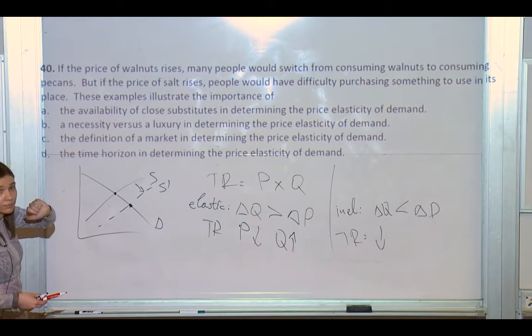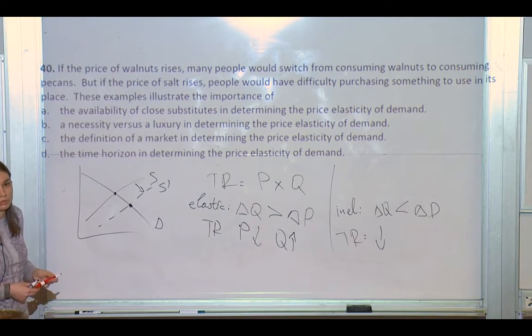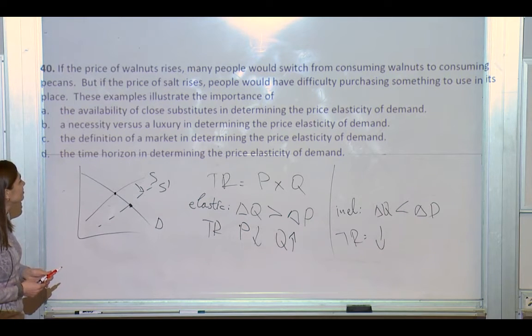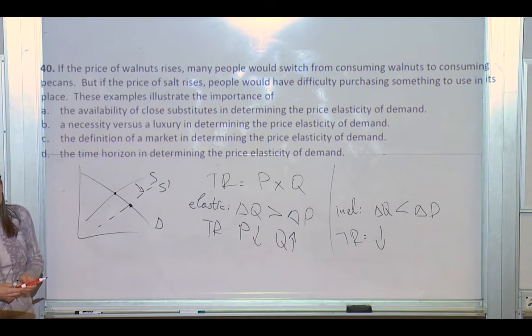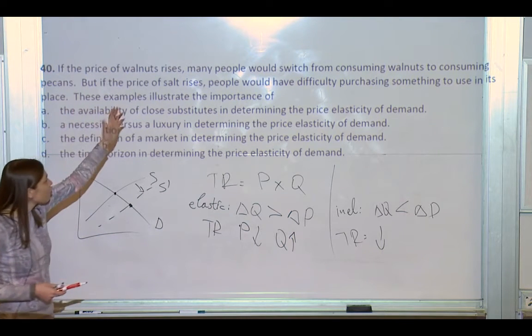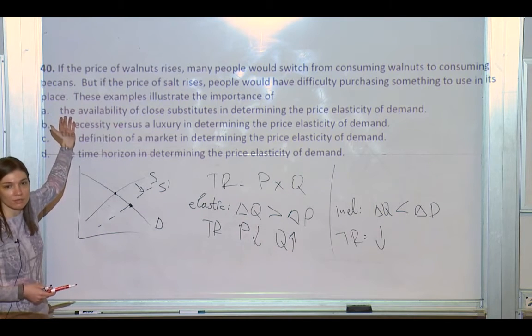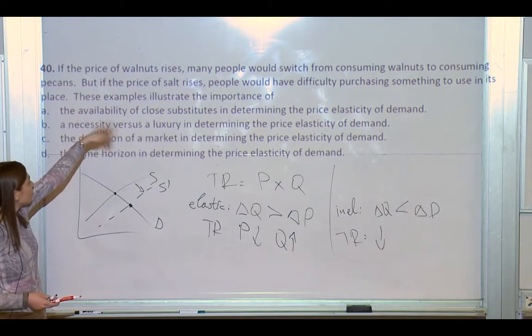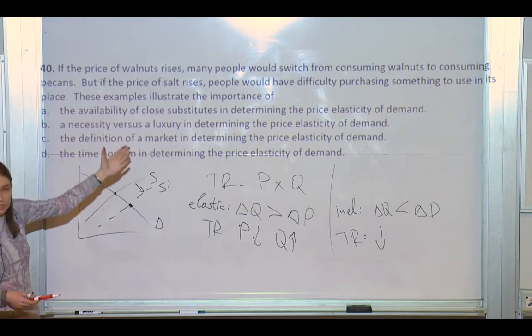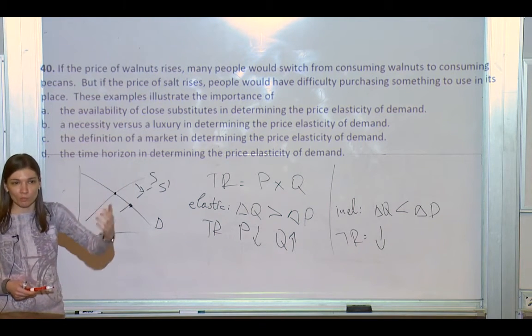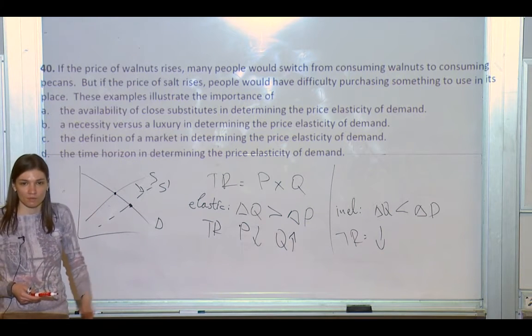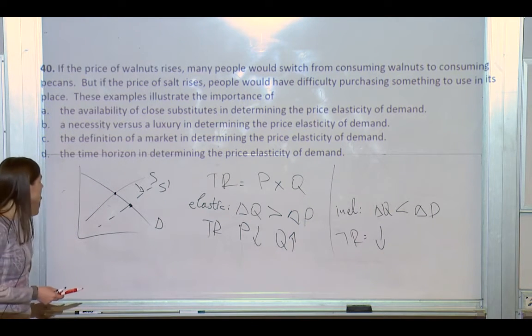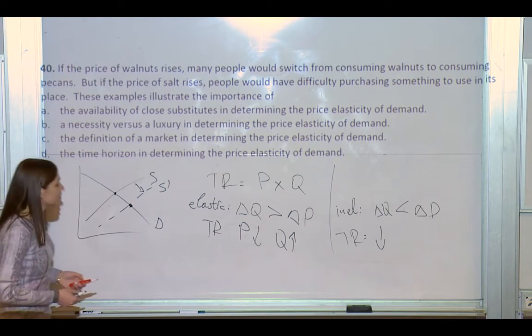I mean, the salt is a necessity, because you can't substitute it. Some people don't eat salt. Oh, you die. You need salt. Right, but you can live with either walnuts or pecans or whatever. Well, the idea here is a bit different than that. It's the availability of close substitutes, right? Because if walnuts increase in price, then you can switch to something else. There's some alternative to that. But if the price of salt increases, they will have difficulty purchasing something else. And that difficulty finding something else is just the availability of substitutes. So it's A.